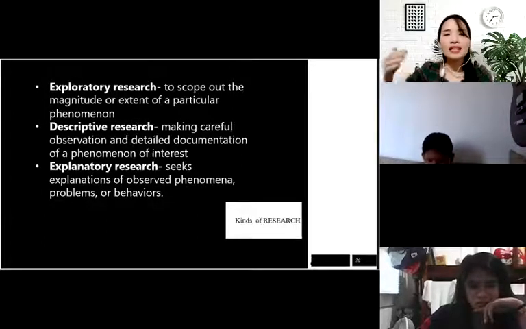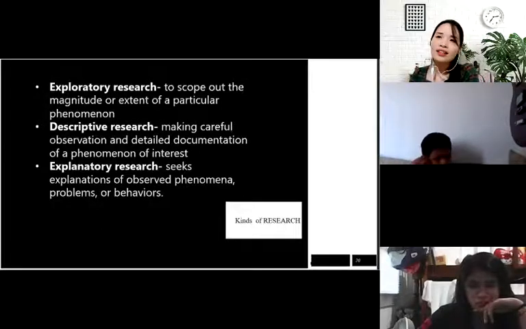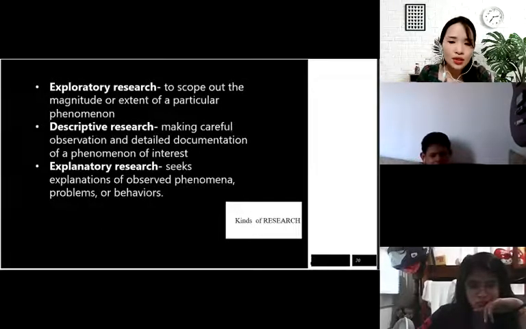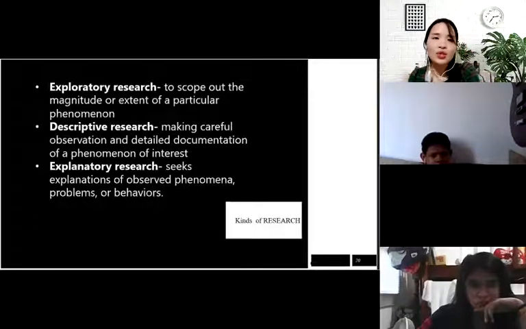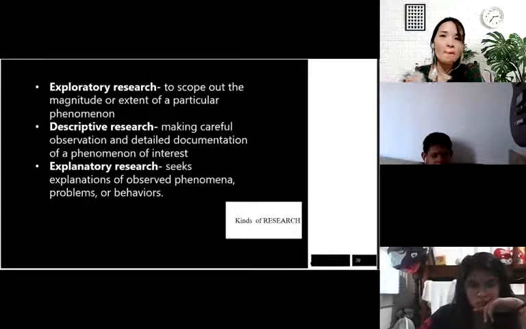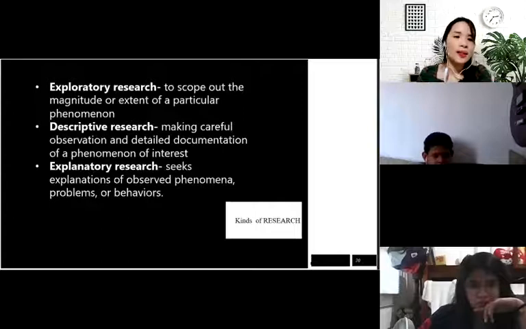Iba pa yung sinasabi nating qualitative and quantitative research. They are not kinds of research. Okay? Qualitative and quantitative research are not kinds of research, but they are types of research methodology in which we are going to discuss it later on. So itong three kinds of research are applicable to the two different research methodology. Okay?